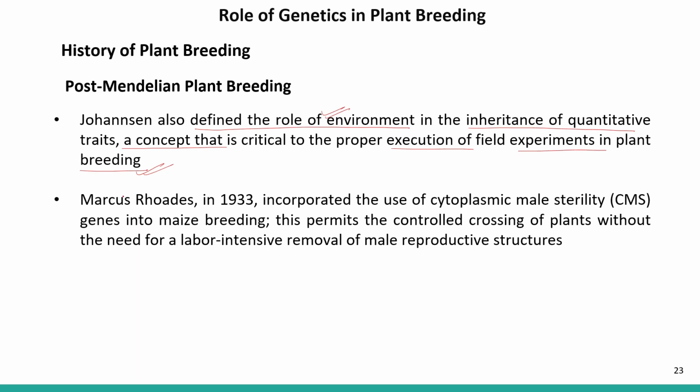Marcus Rhoades, in 1933, incorporated the use of cytoplasmic male sterility genes, a very important point, into maize breeding. This permits the controlled crossing of plants without the need for labor-intensive removal of male reproductive structures. So cytoplasmic male sterility was the technique used by Marcus Rhoades in plant breeding using the maize plant.